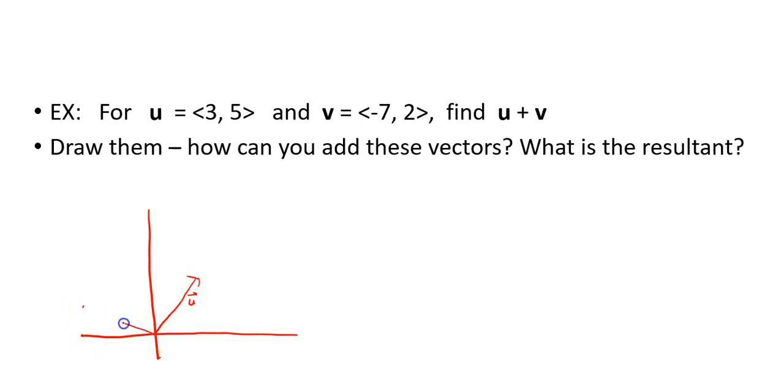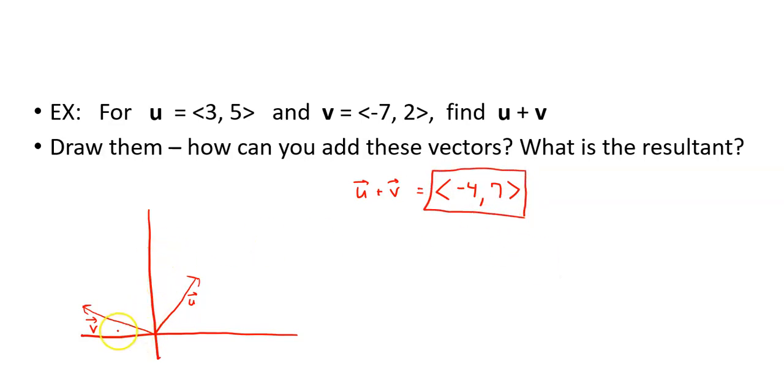So there's vector v. Now, the question is, when I add these two vectors, where is the answer going to land? Because the answer is another vector. It's not just a number. Vector u plus vector v, the resultant, is another vector. Well, we add vectors component by component. So vector u plus vector v, add the two x coordinates together, and 3 plus -7 is -4. And then add 5 plus 2, and you'll get 7. So u plus v is this vector here, -4, 7.